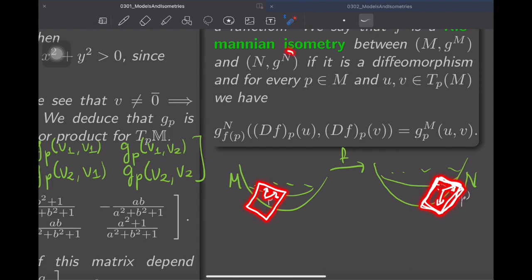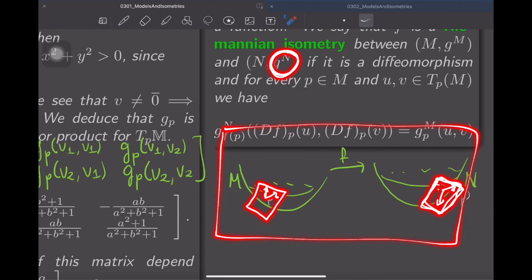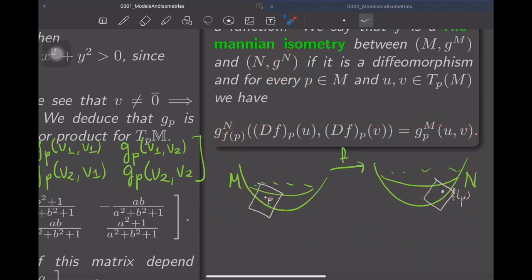using now the Riemannian structure on N, and I call F a Riemannian isometry if the inner product in the domain is always equal to the inner product on the images in the codomain. So this is the formula, and this holds everywhere, for every P and every pair of tangent vectors to M at P.